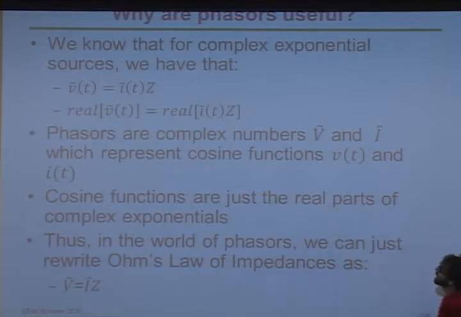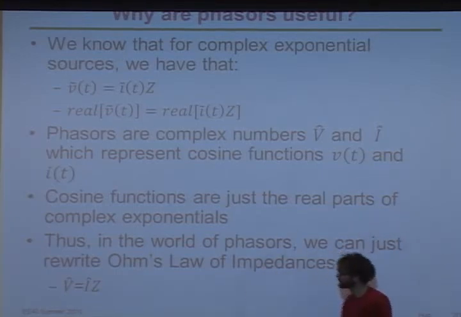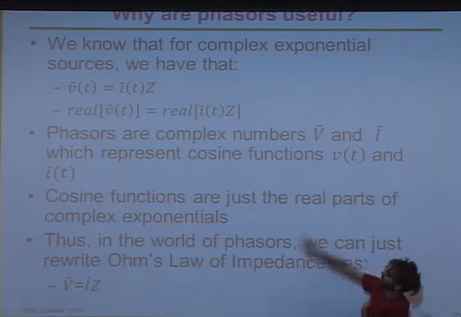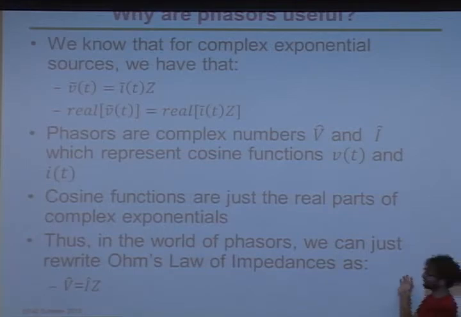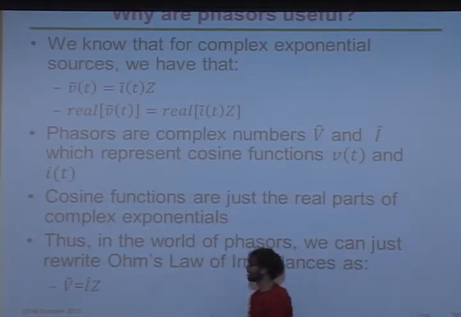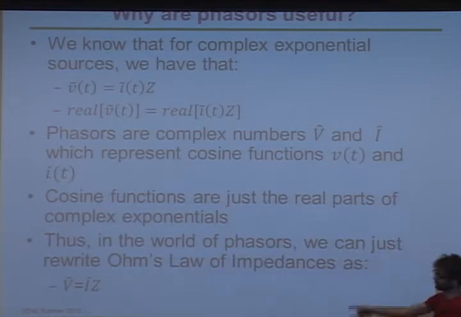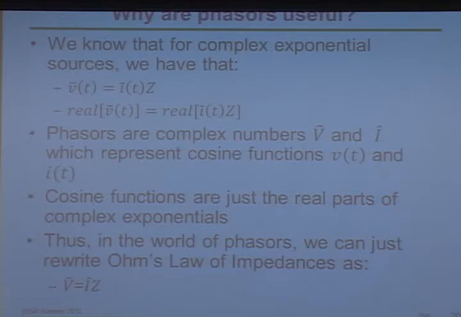Say I call them v hat and I hat. Each of these numbers just represents some cosine functions v of t and i of t. Cosine functions are just the real parts of complex exponentials. So if you want to move from that earlier thing we were saying about how complex exponentials are related by impedances, then we can basically rewrite our Ohm's law of impedances in terms of phasors and say that these 2 phasors will be related by Z. Okay, so now we really got to make it concrete because we are just in crazy theory territory without a good anchor.